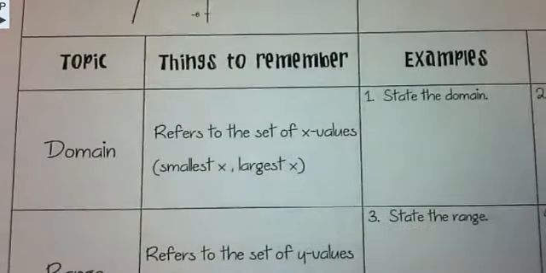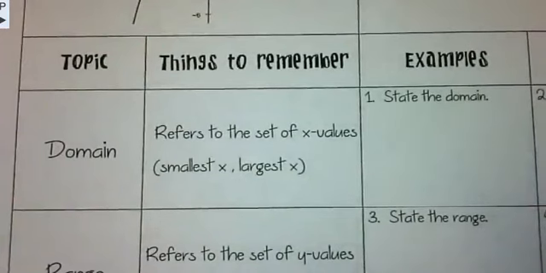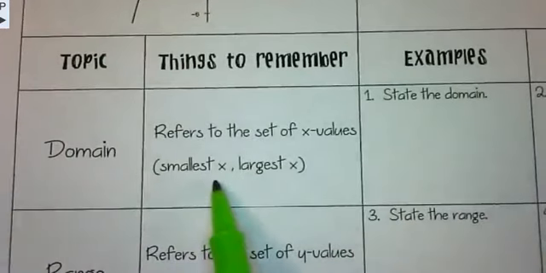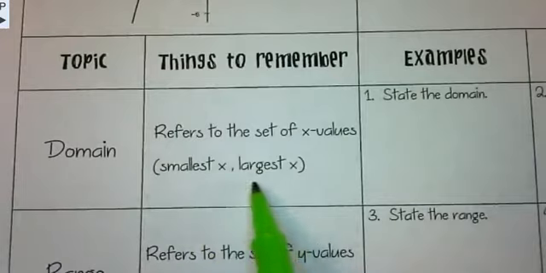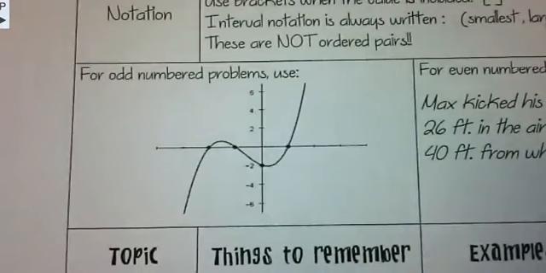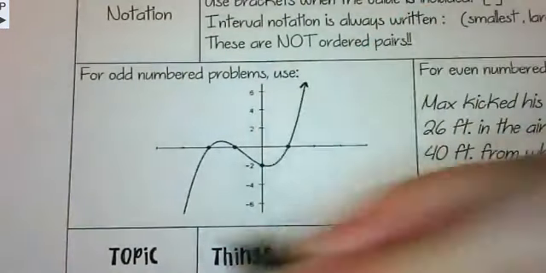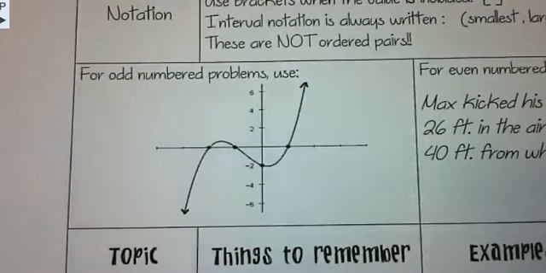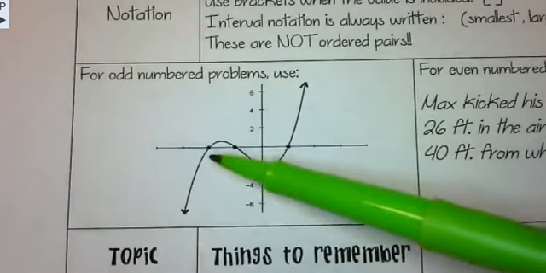Okay, first thing is the domain, and the domain refers to the x values. So the way we're going to write it is the smallest x, comma, largest x. So looking at this function right here, we are going to put arrows on the ends. These graphs I just got off of Googling for a cubic function. But when we look at the x values, what is the smallest x?